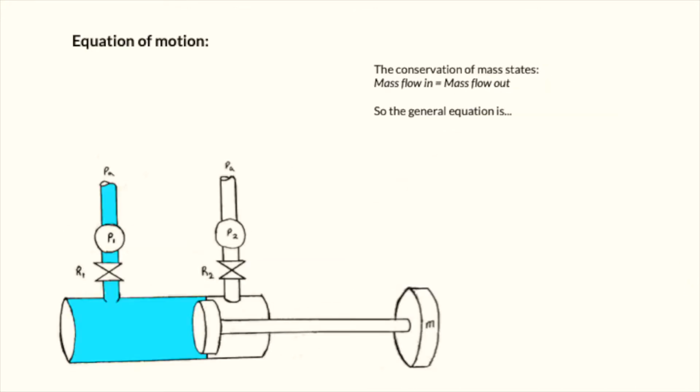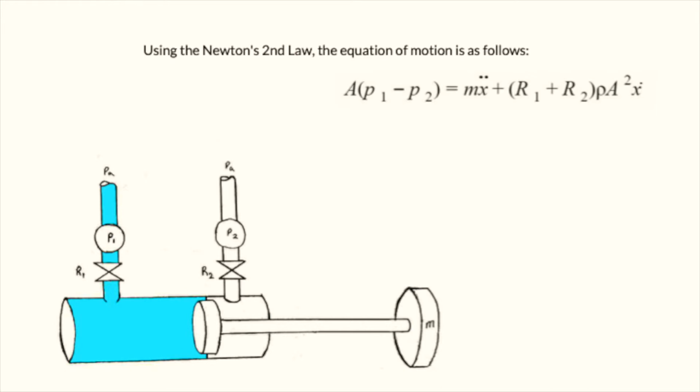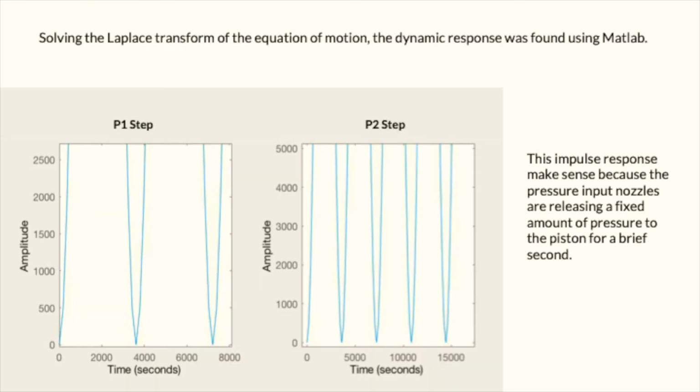To develop the equation of motion for this system, we simply use the conservation of mass, which states the mass flowing into a system has to equal the mass flowing out of a system. Using Newton's second law and the conservation of mass, the following equation for motion was found. By solving the Laplace transform of the equation of motion, the dynamic response was found using MATLAB.